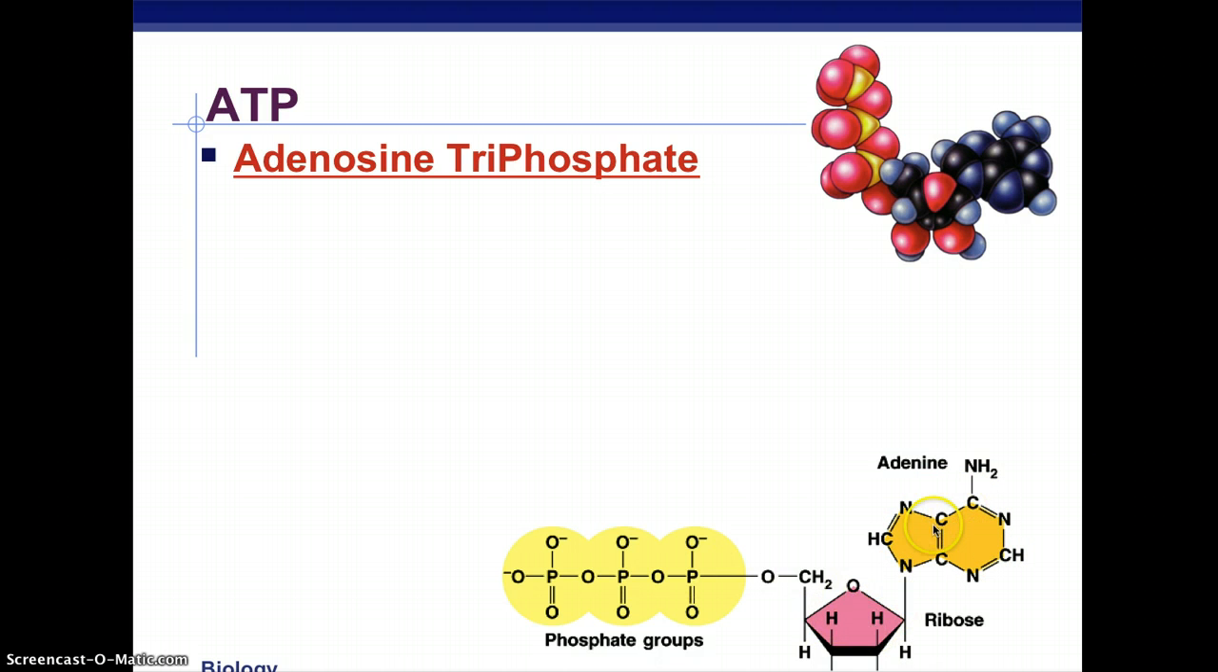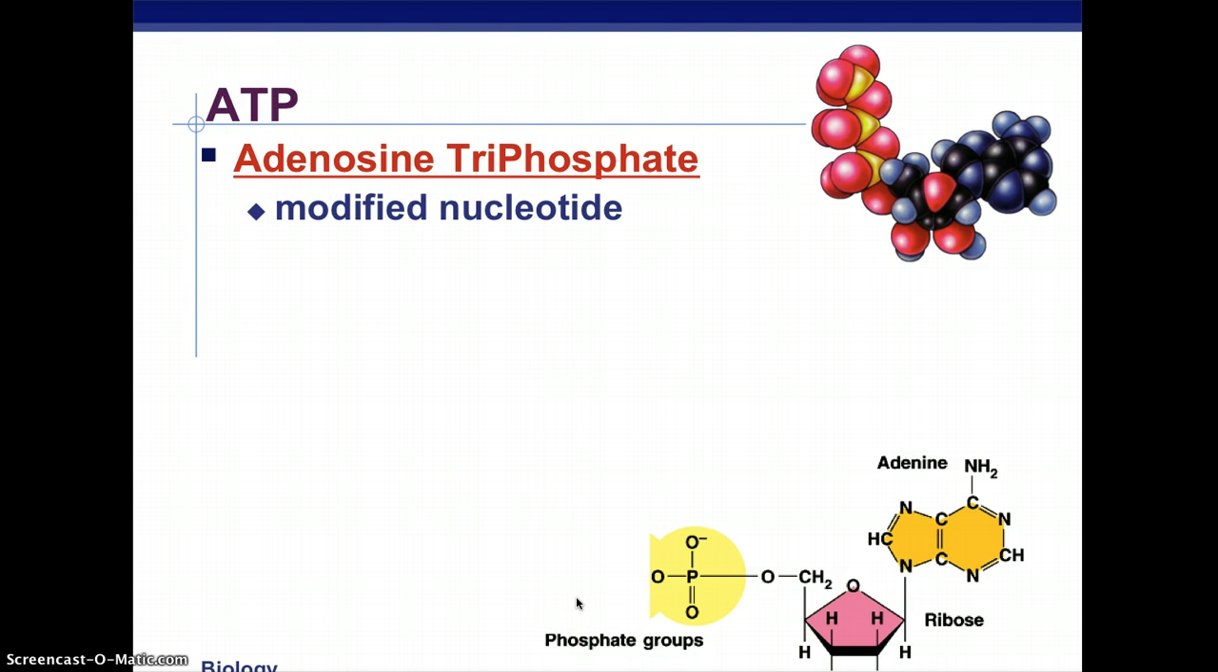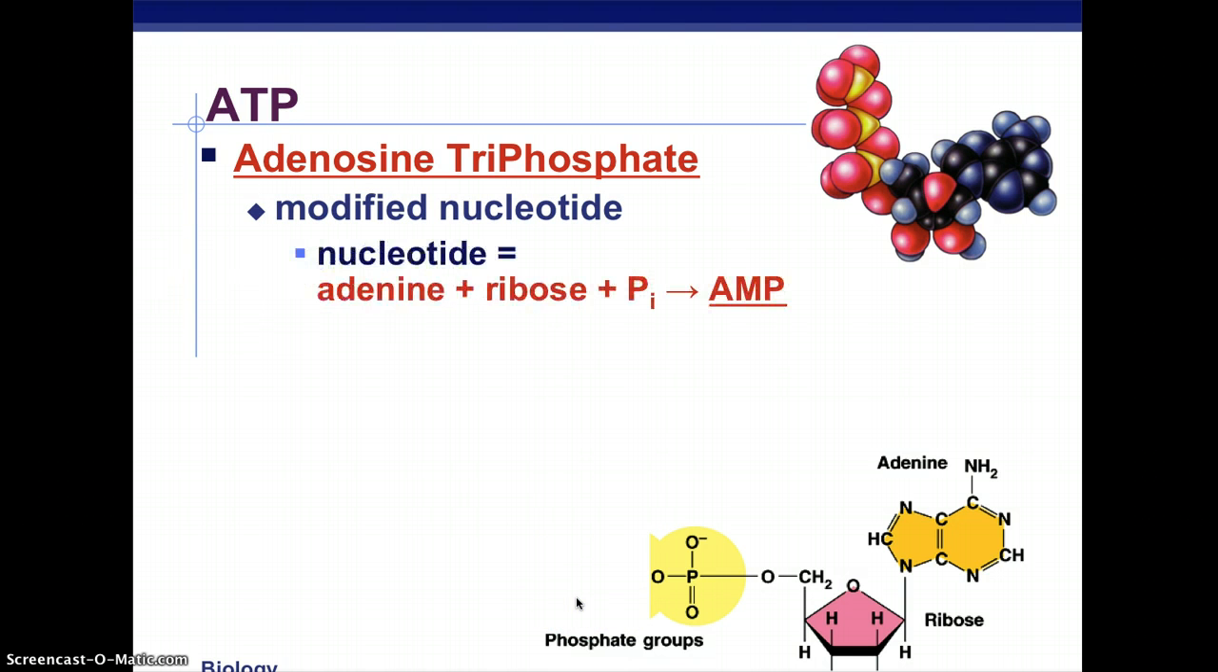This is what makes it a nucleotide. So here are 3 parts of our nucleotide. It's a special nucleotide in that it has 3 phosphates instead of 1. So modified nucleotide. So 1 phosphate would actually make it AMP, adenosine monophosphate.